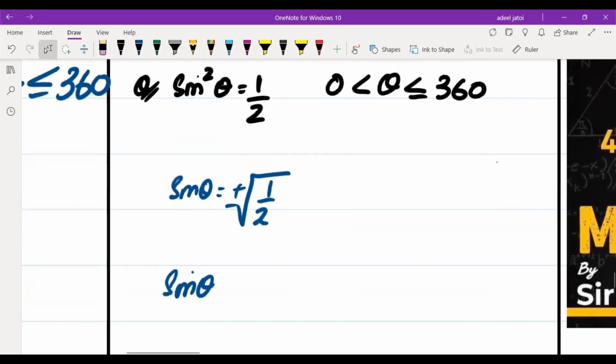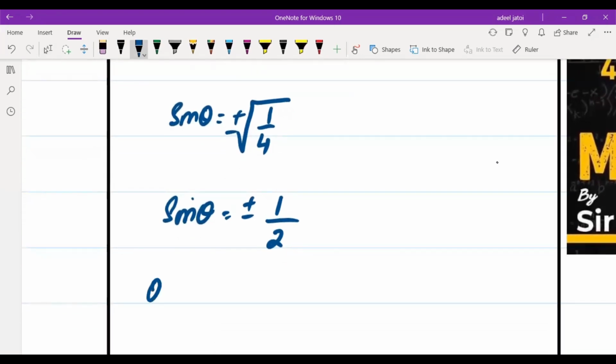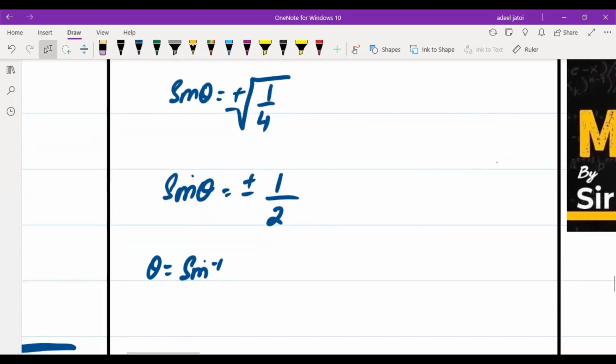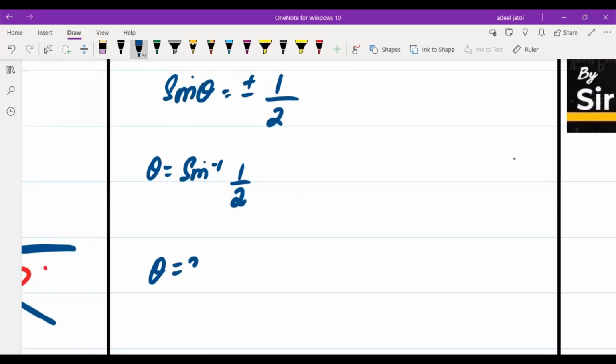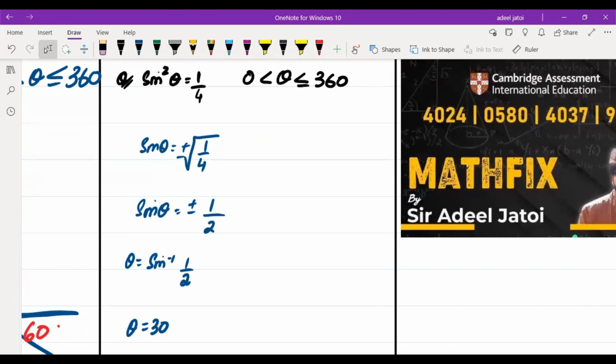Let's just change the question a bit. Let's just take this as 4 so that it gets easier. So this will be 4. So this should be plus minus 1 upon 2. So when we solve for theta, sine inverse of 1 upon 2, the answer is 30. Now we know that the basic angle here is 30.